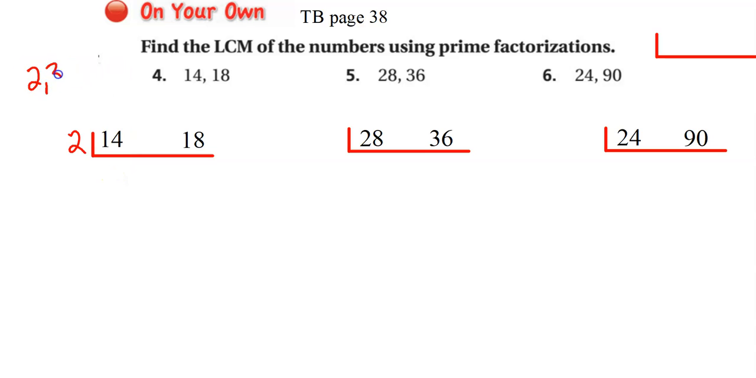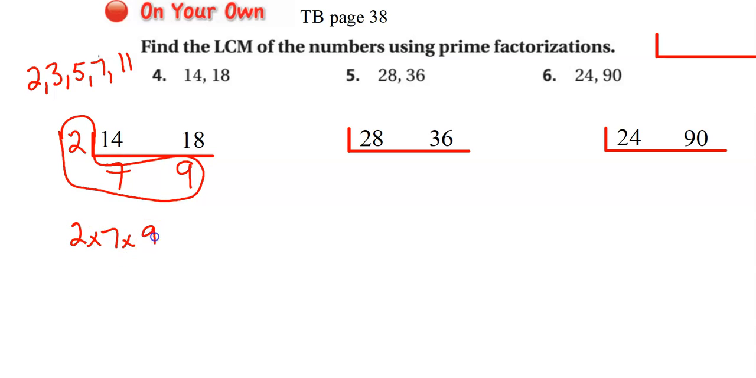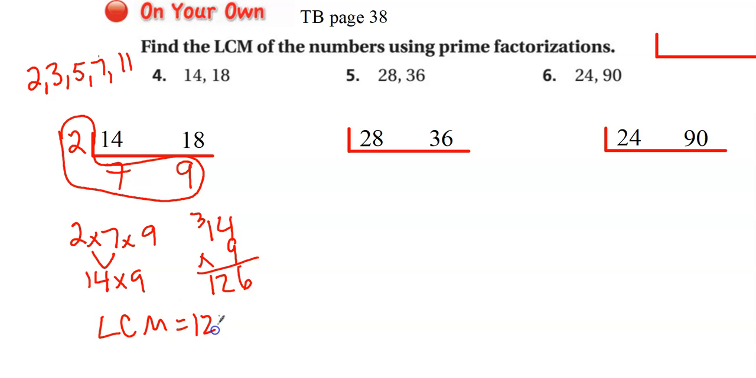Right, my primes: 2, 3, 5, 7, 11. Divide by 2, I get 7 and 9. These have no more common factors, but I need to multiply all these numbers together. 2 times 7 times 9. I do 14 times 9. 9 times 4 is 36, carry the 3, 126. So the LCM equals 126.